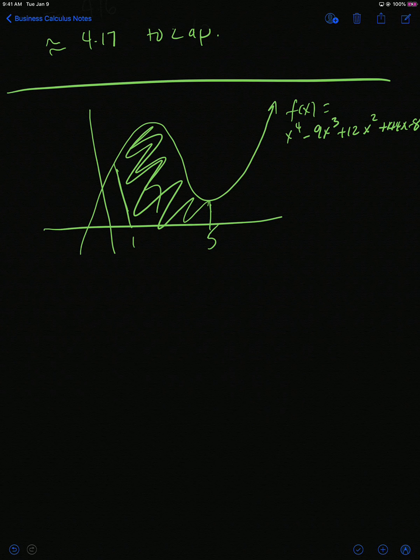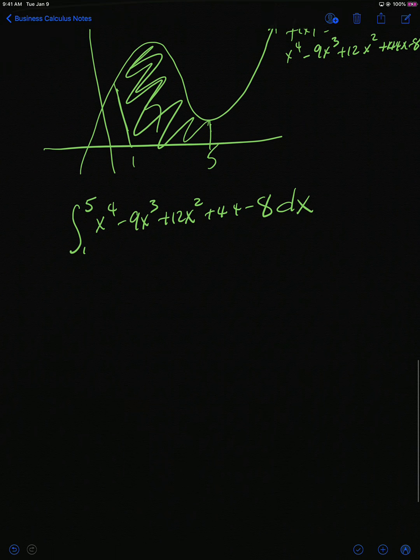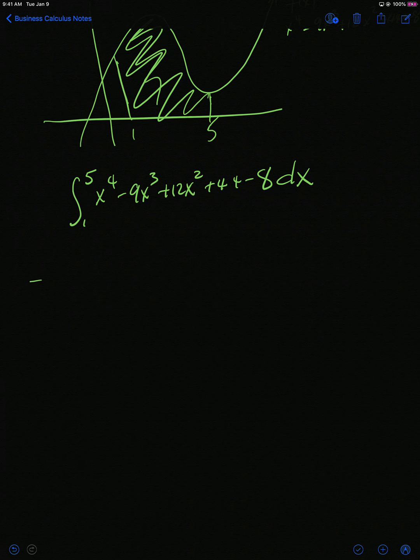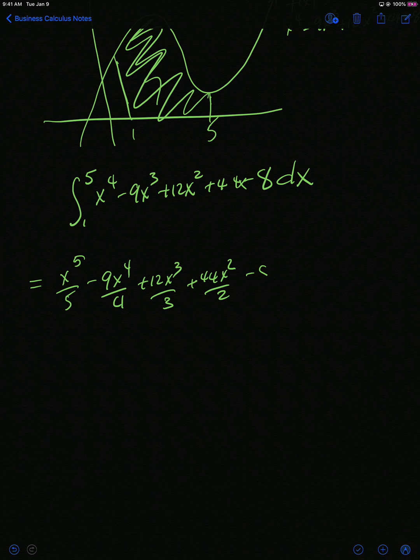So you set up the definite integral going from 1 to 5 of x to the 4 minus 9x cubed plus 12x squared plus 44x minus 8 dx. Anyways, the antiderivative is x to the 5 over 5 minus 9x to the 4 over 4 plus 12x cubed over 3 plus 44x squared over 2 minus 8x. Again, we leave off the plus c.